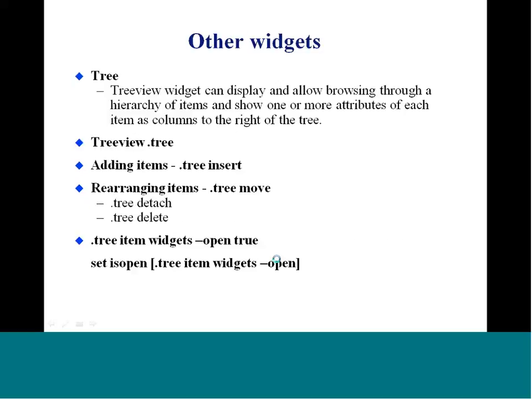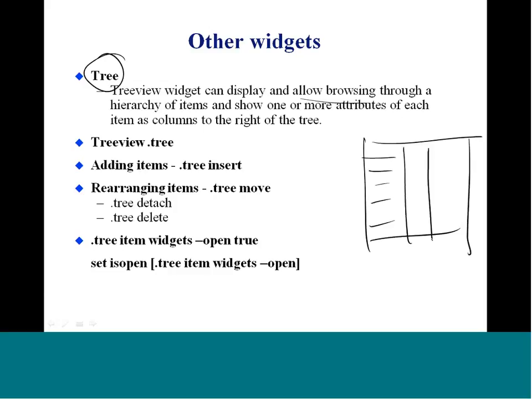Now it is there. And then the other widget that we haven't really touched upon, but I really want you to understand and read up on, is the tree widget. This is very common when you look at your Outlook mail or any kind of lists. The views that are displayed are based on the tree. The tree view widget can display and allow browsing through a hierarchy of items and show one or more attributes of each item as columns to the right of the tree. You have each item displayed, and on the right hand side there are columns displaying its attributes.